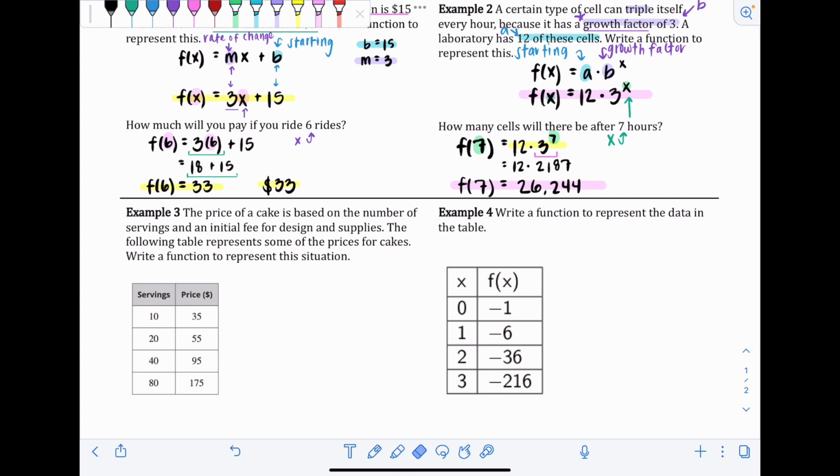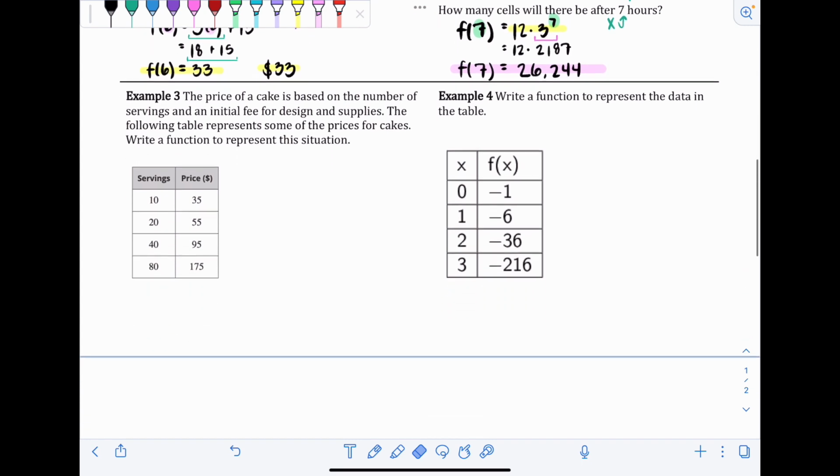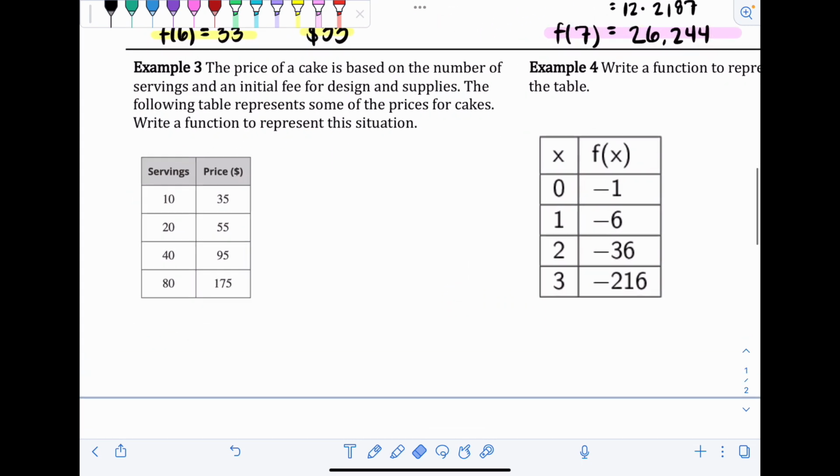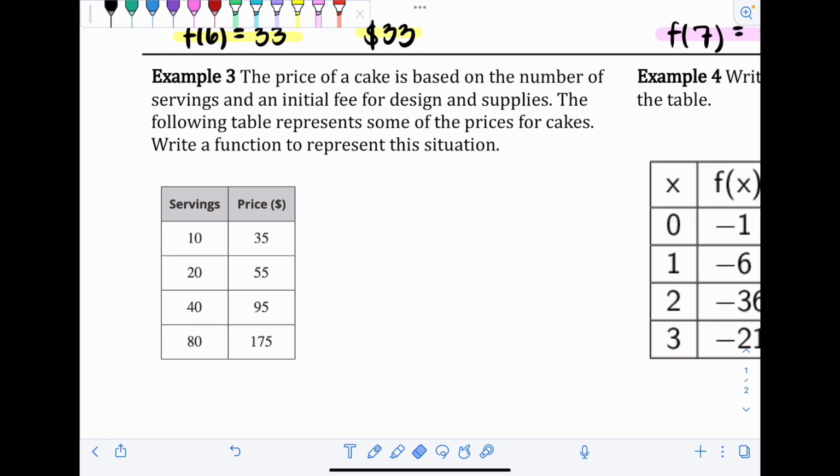So sometimes on your table, especially if you see the left side of the table just has numbers 1, 2, 3, 4, you can just look at the right side and see if you're adding a consistent amount each time to get to the next number. But in the case of this table, our left side is not going just 1, 2, 3, 4. You can see it goes from 10 to 20 to 40 to 80. So it's kind of changing by various amounts. So there's a little bit different approach that we have to take.